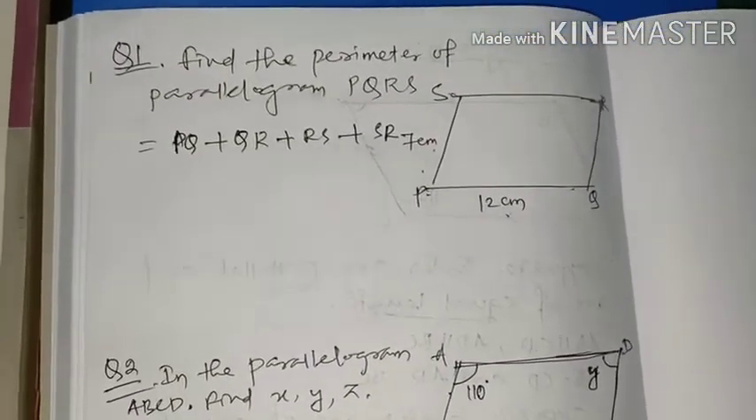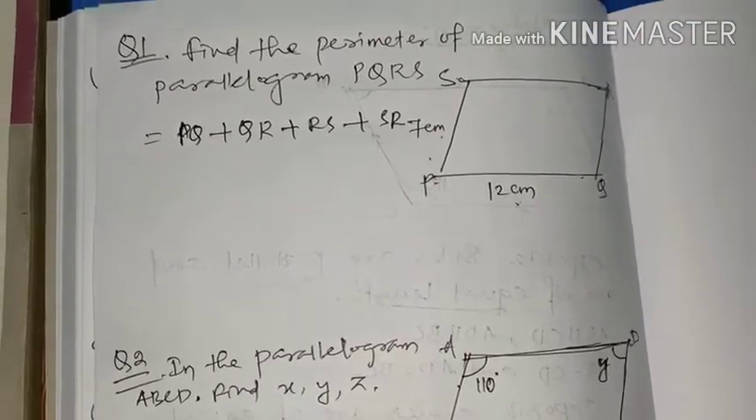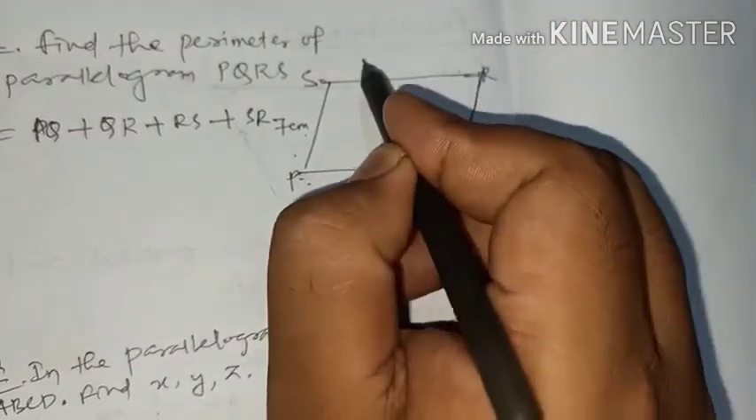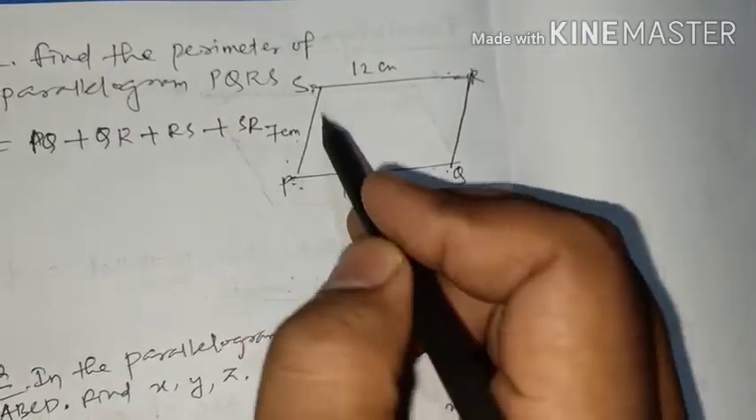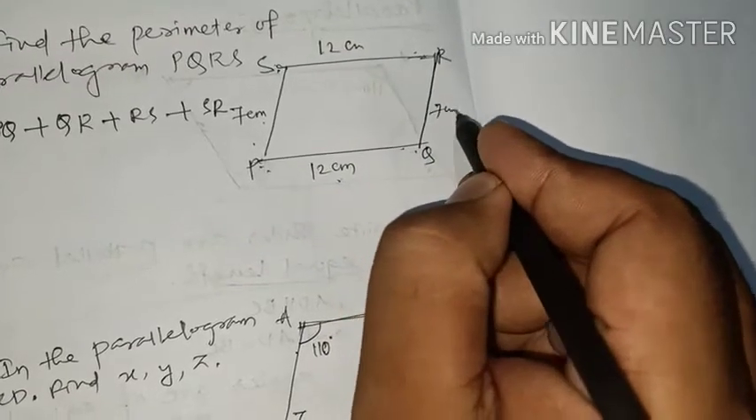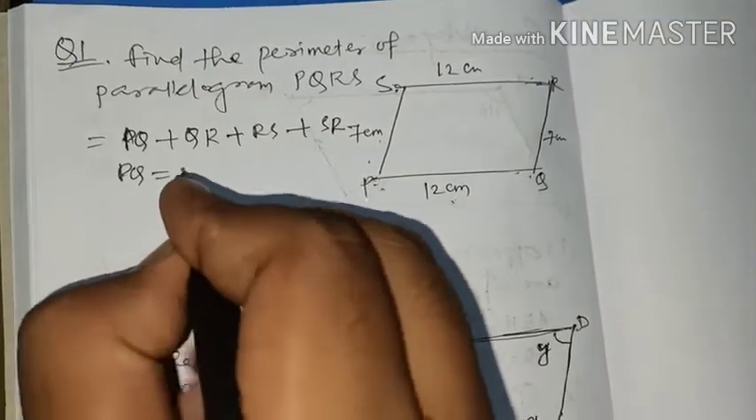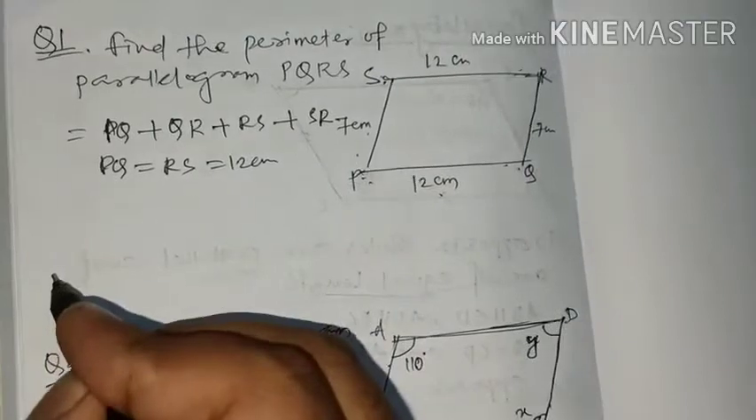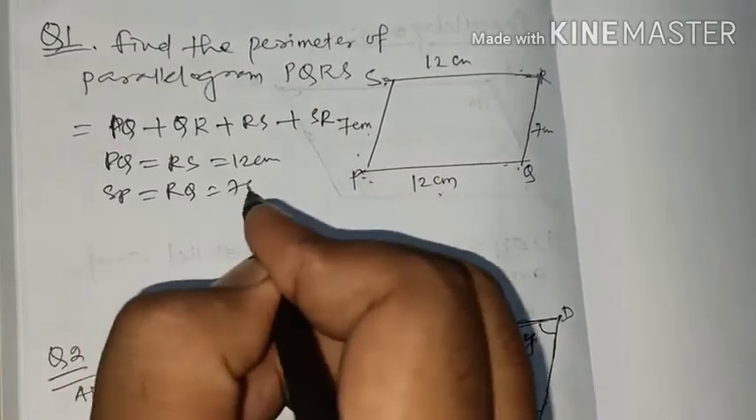According to the property of parallelogram, opposite sides are of equal length. So the length of PQ is equal to the length of RS, so it will also be 12 centimeters. And if SP is 7 centimeters, then the opposite side of SP is RQ, so it will also be 7 centimeters. So PQ is equal to RS, which is equal to 12 centimeters. Again SP is equal to RQ, which is also 7 centimeters.